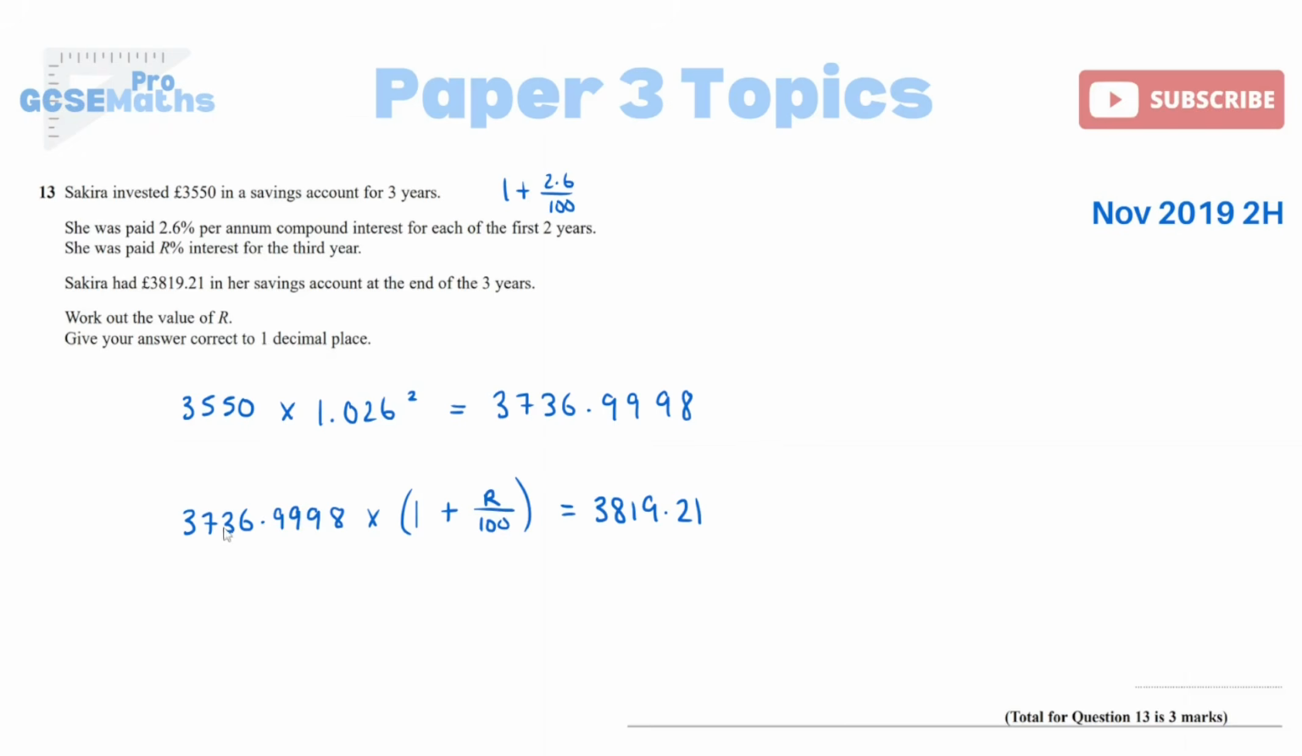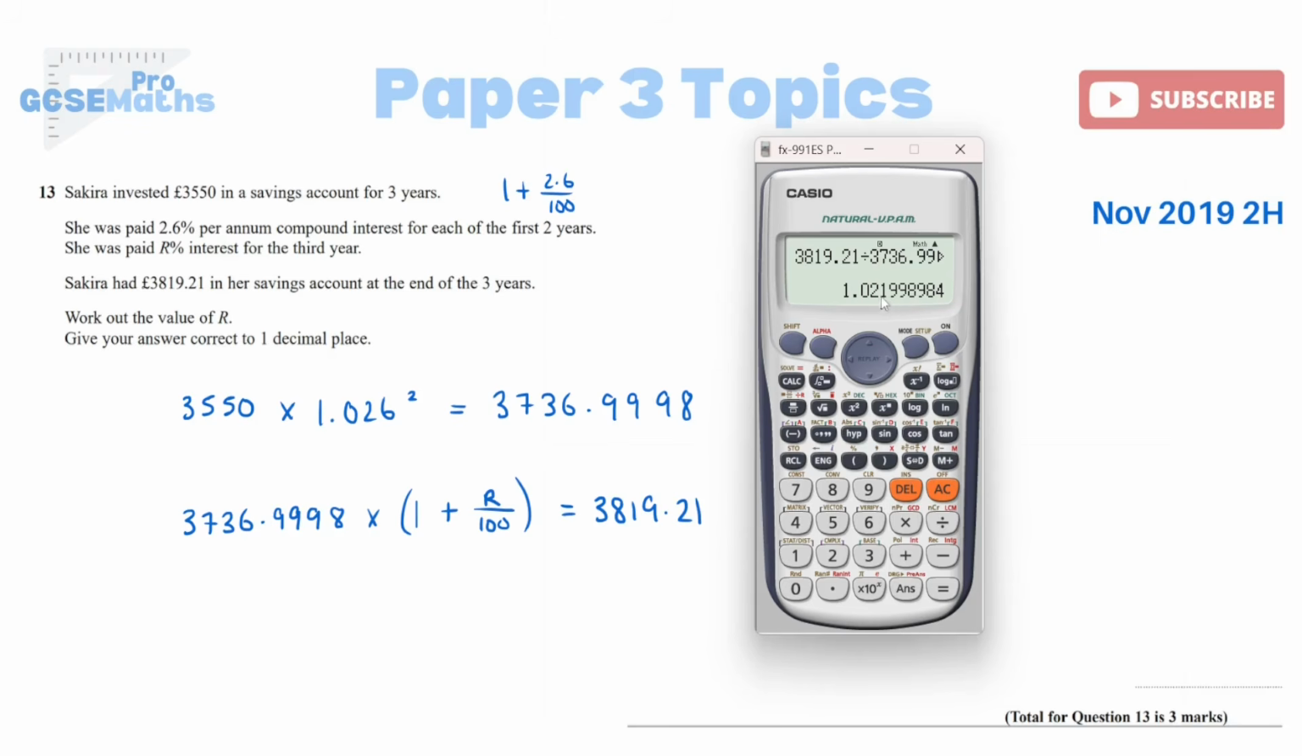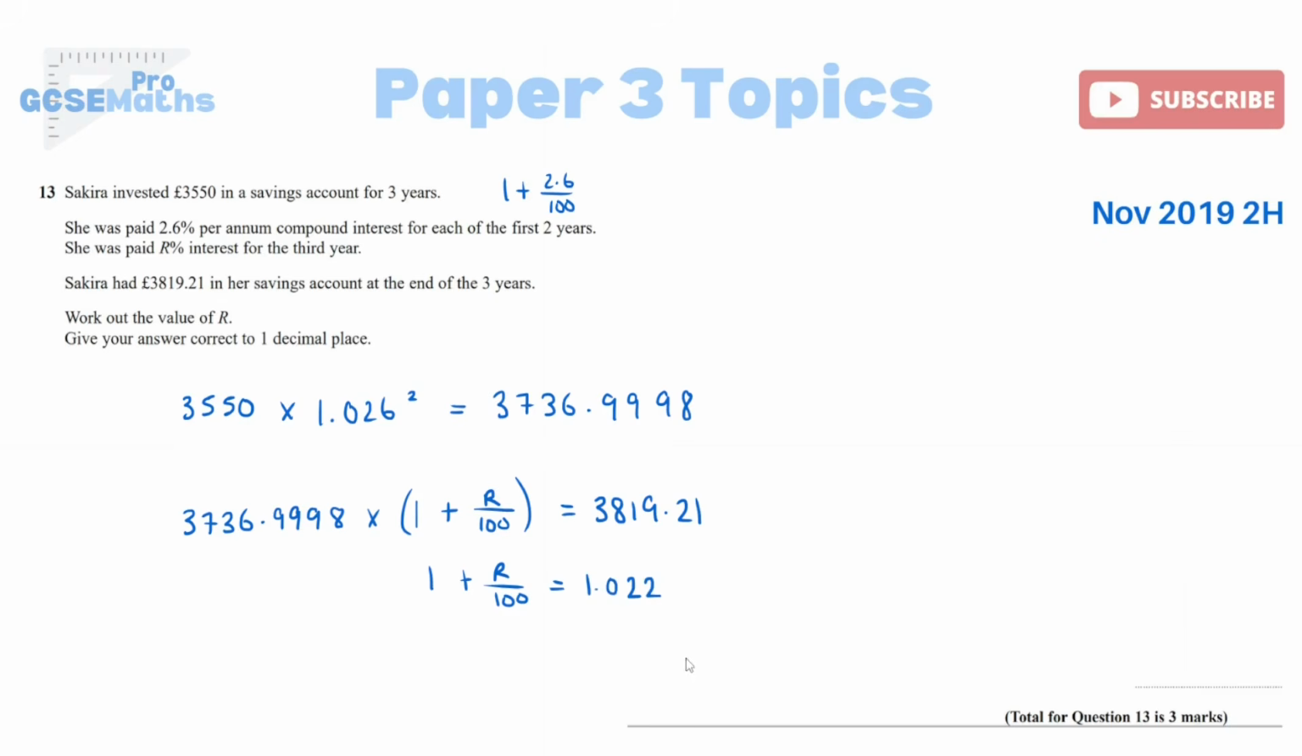So first of all, I'm going to divide by the 3,700, which gives me a load of decimals here. But if you have a look, after the 1.021, the rest are basically 9s. So I'm just going to round that to 1.022. You could probably see what the answer is from here, but if not, then we just subtract 1. So we're left with R over 100 is just 0.022, and then multiply by 100. So you can see that R should be 2.2%.